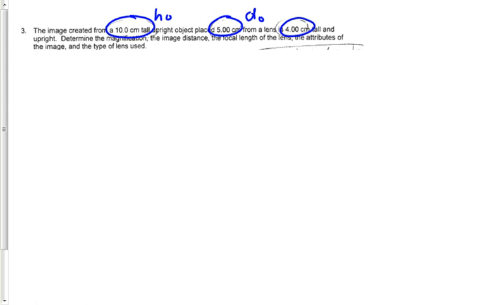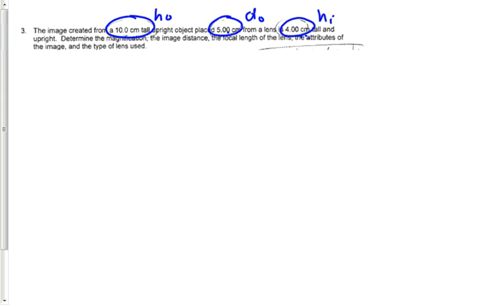Wait a second. What's that? Oh, the image, right, yeah. The image created is 4 centimeters tall. That's kind of a little bit crazy wording there, right? A little bit confusing. The image from this object is this tall. So the image height is 4.0 centimeters. And it's upright, so we're going to make it positive.